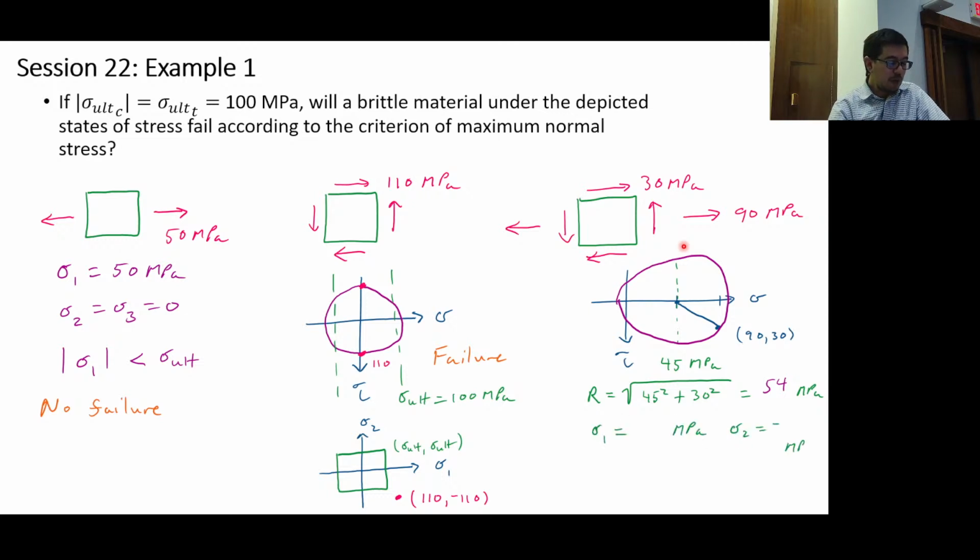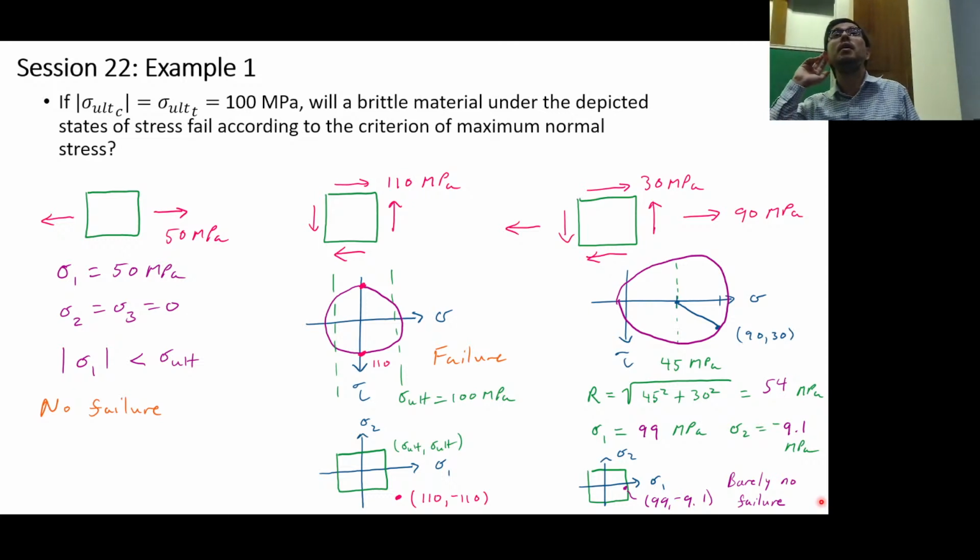There you can figure out the radius, and you can figure out what the values for sigma 1 and sigma 2 are. These are the principal stresses. Is either of these, absolute value-wise, larger than 100 megapascals? Just barely no. So if you were to draw this on a sigma 1, sigma 2 plot, you would be somewhere over here, and you're just barely not failing. Questions? Yes?